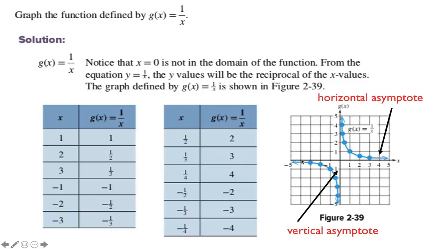And this line, the x-axis, is also known as the horizontal asymptote, because the function is approaching that line in both the positive and the negative direction. And then this vertical line is called the vertical asymptote. The function is approaching it in the vertical direction as x approaches 0.